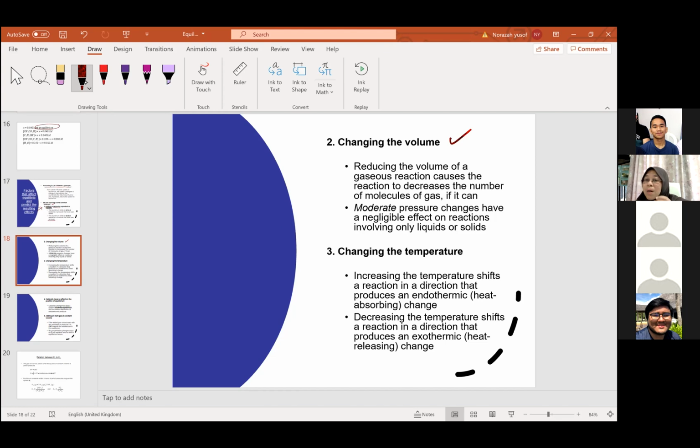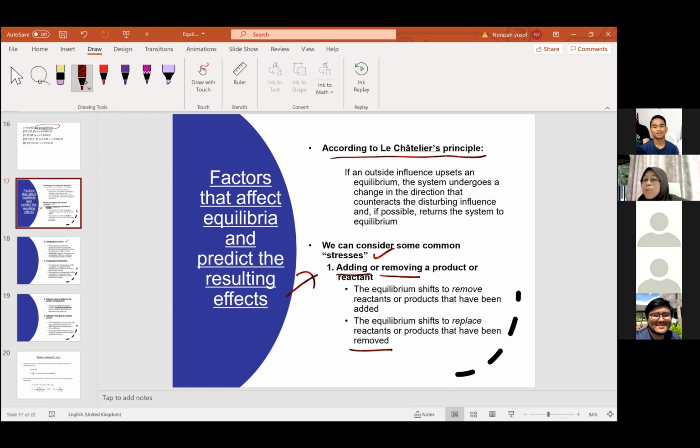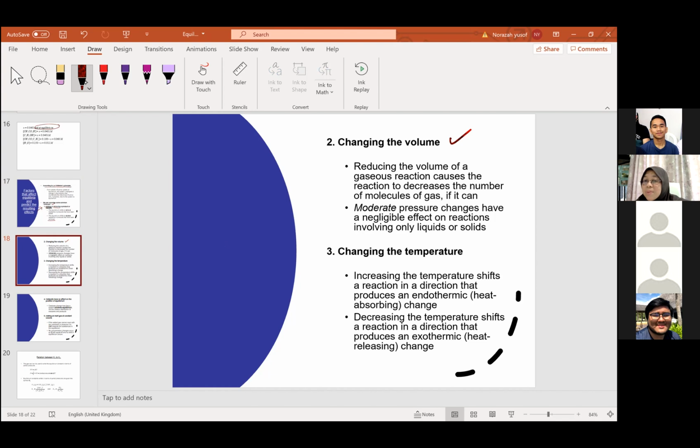It is the same way we deal with the first case, when we add or remove the product. Now we are talking about concentration, but of course volume is related to pressure, and pressure usually concerns gas. So remember, it's about gas, and it usually has a negligible effect on reactions involving liquids or solids.